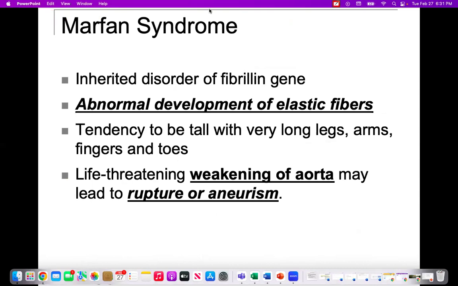Now, when we have an issue with certain connective tissue, we have a type of disease called Marfan's syndrome. This is an inherited disorder that involves some of these fibers that we just talked about. Not the collagen fibers, but the elastic fibers. It's an abnormal development of the elastic fibers. So these people tend to grow very, very tall. They have very long legs, long, slender arms, long, slender fingers and toes.